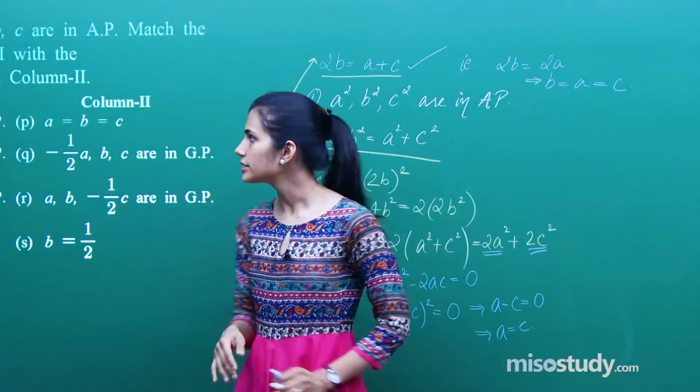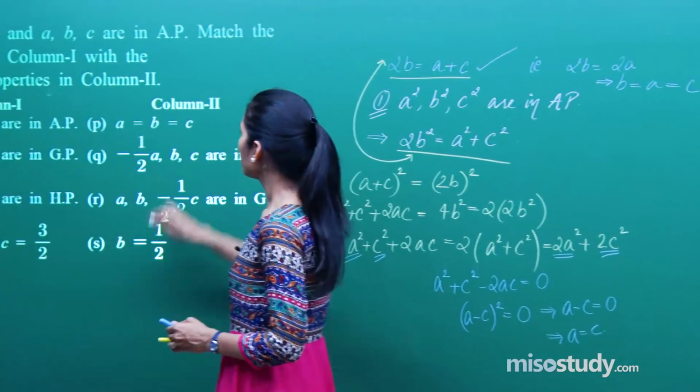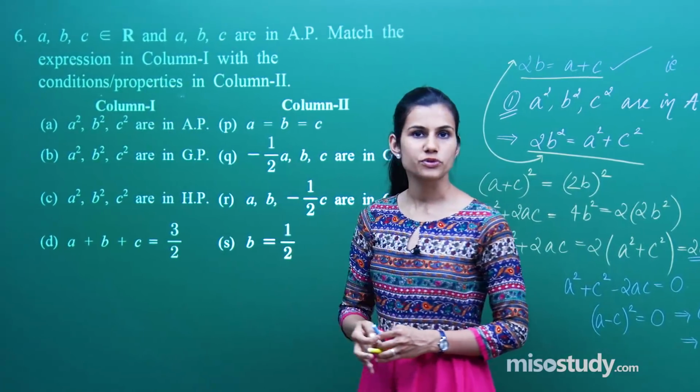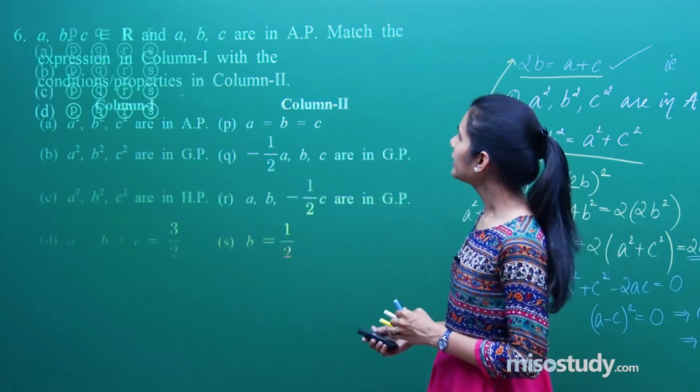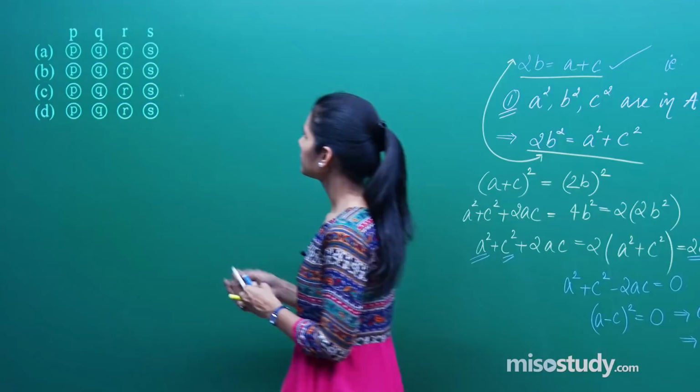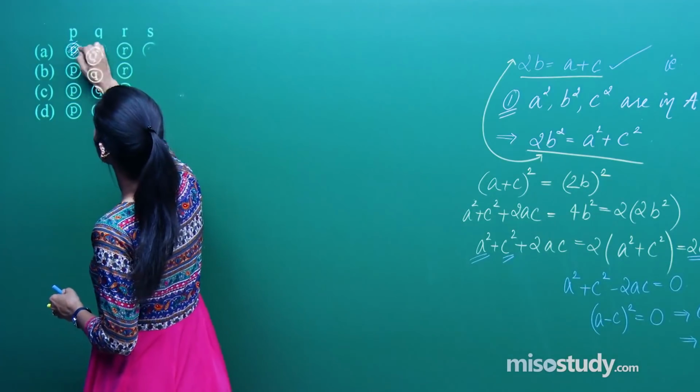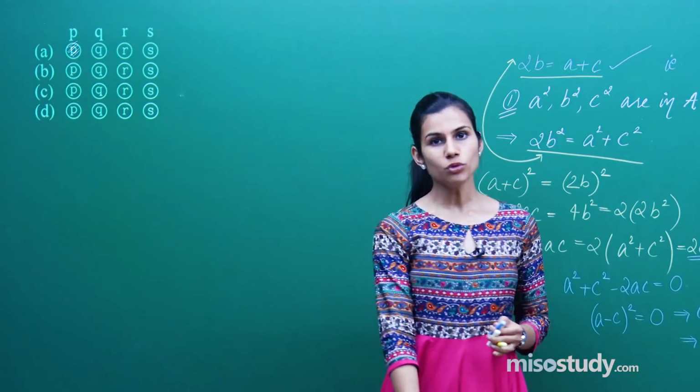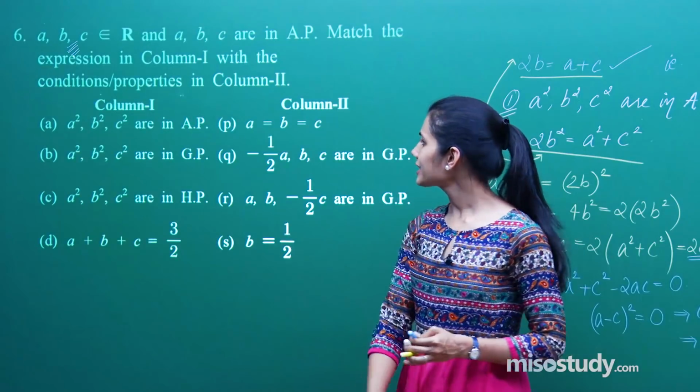That is how you obtain this. So corresponding to A, the correct match is A equals B equals C, which is P. So your A gets matched to P. Let's talk about the next one.